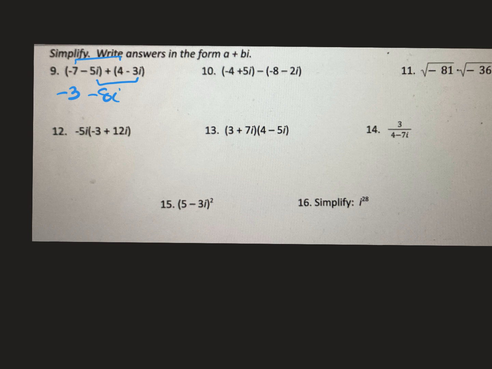Number 10, same deal, subtraction. You may want to do one more step on 10. I'm going to do it here. You don't have to necessarily do the step, but that minus sign in front changes the signs in the second parentheses. Then I can just add. Negative 4 plus 8 is 4. 5i plus 2i is 7i.